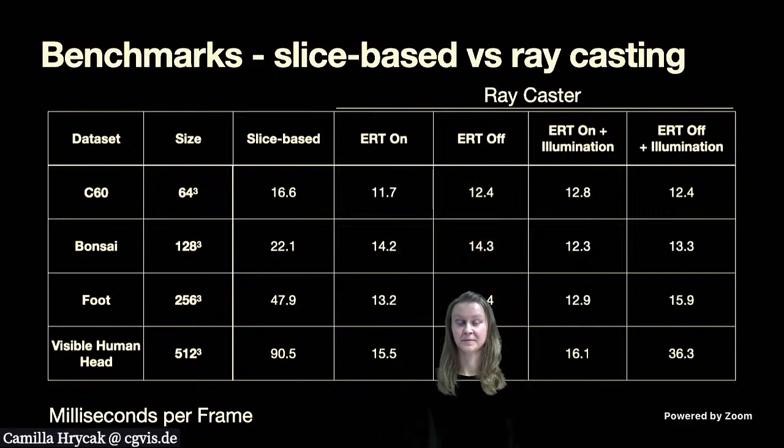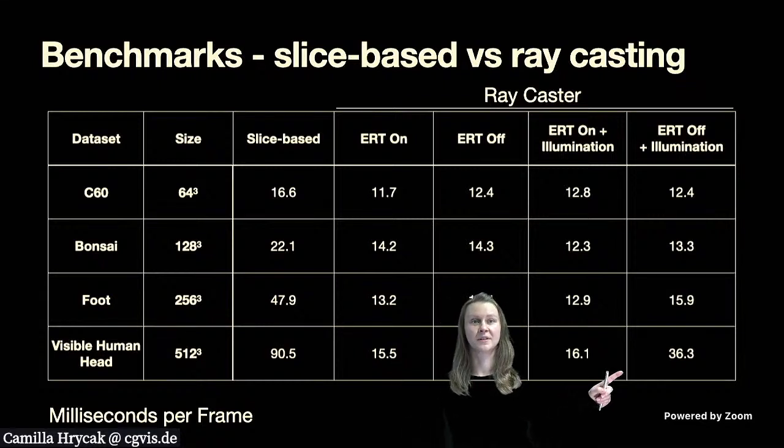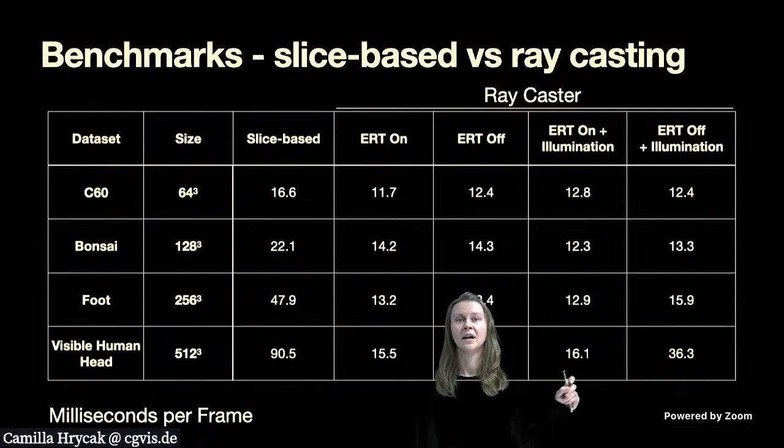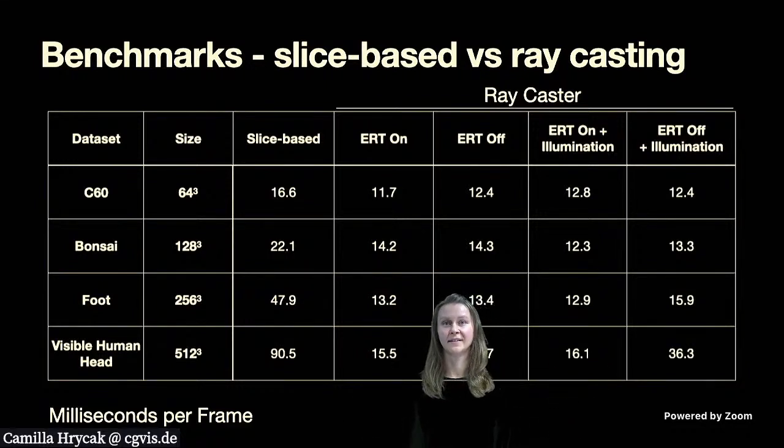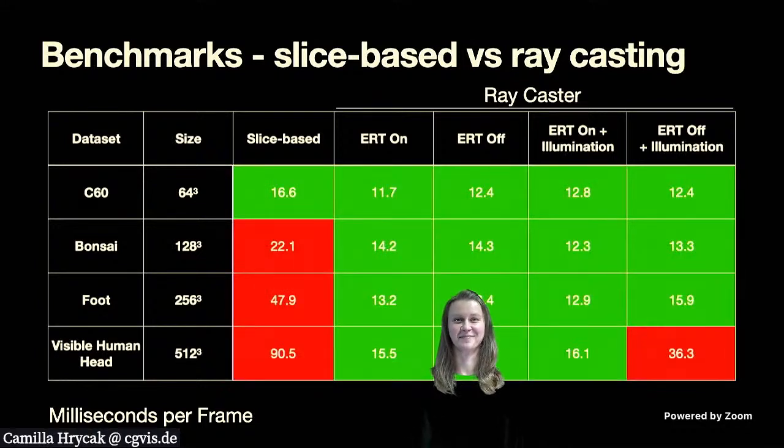And does this already experience some amount of delay for the raycasting? Yeah, so for the raycaster, the delay was experienced when the early ray termination was switched off. So here with illumination, there we could see a significant decay, but otherwise it was fine. And the slice-based volume renderer already gave up at the data set which was 128 cubic. I see. Okay.